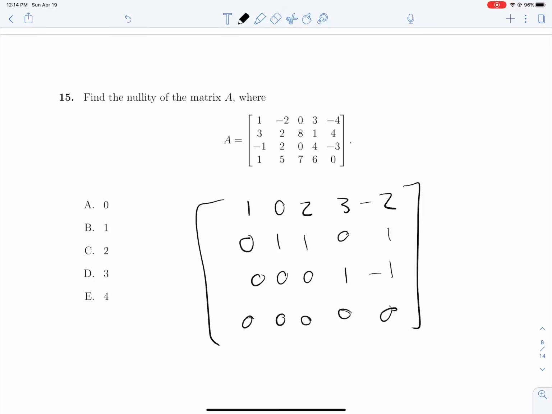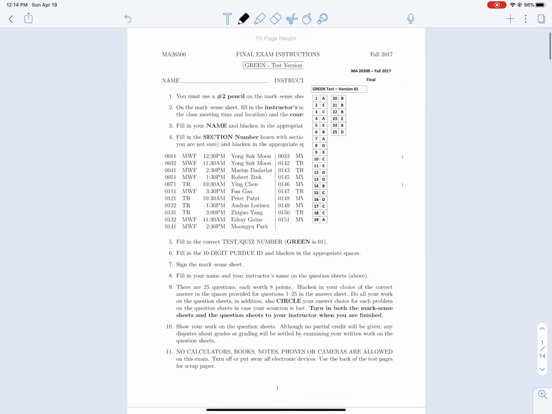Subtracting 3 row 3s from row 1 will give us, hey, wait, no. What am I doing? We're not actually solving Ax equals 0. We're just looking for the nullity. And at this point, since we have things in echelon form, not reduced echelon form, but that's fine, we see that the rank of our matrix is 3. And since the rank plus the nullity of our matrix must equal the number of columns, which is 5, our nullity is 2. 15 is C.